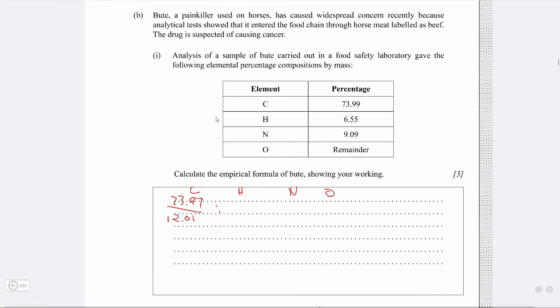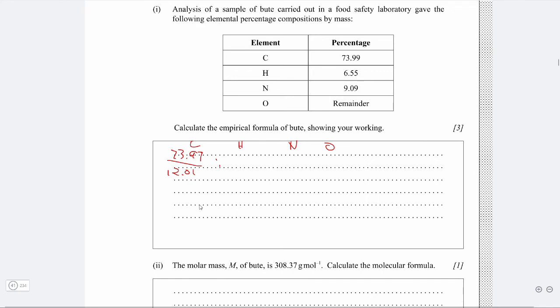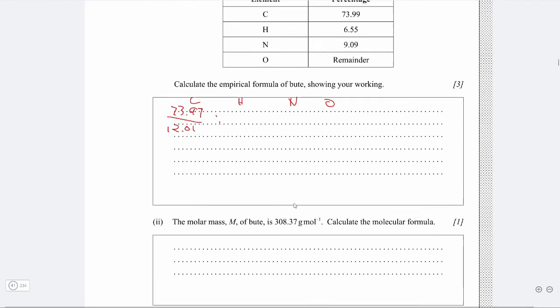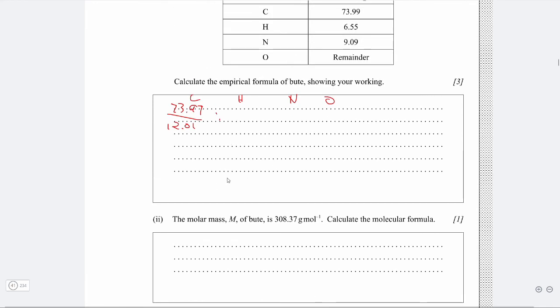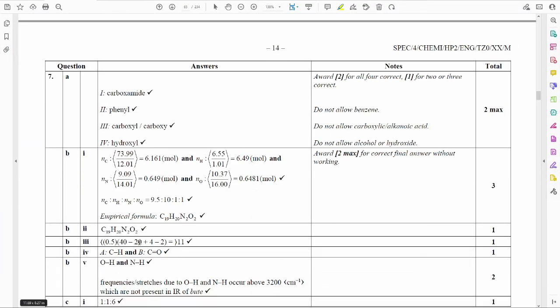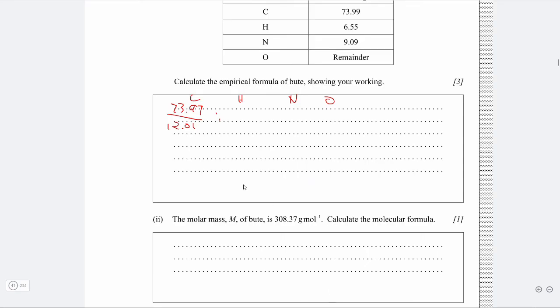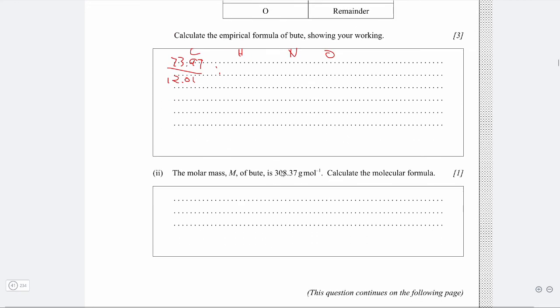So you don't always get the integer ratio, but you get the smallest ratio, and then you multiply so that it turns into an integer ratio. Okay, the molar mass is this. Calculate the molecular formula. So find the molar mass of the empirical formula, and then see how many of the empirical formula you need to add up to the molecular formula. So in this case, it's apparently just 1. So if you add up the molar masses you find from this question, it should turn out to be 308.36.